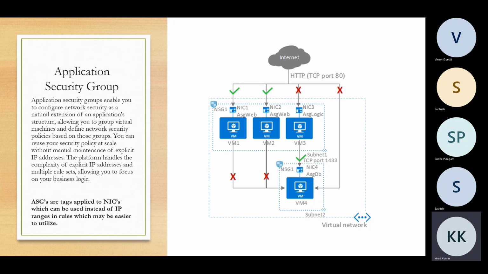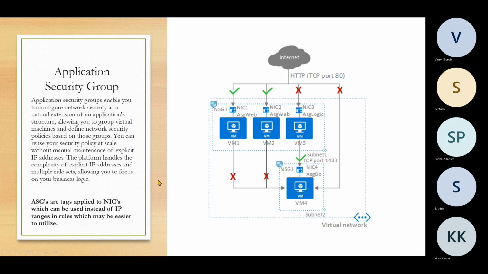And coming to application security group, instead of IP address, using the application security group we can allow or deny the traffic. It acts as a tag instead of IP address. These ASGs we can associate at the network interface card level, and we can utilize it, guys. Understood what I'm saying?